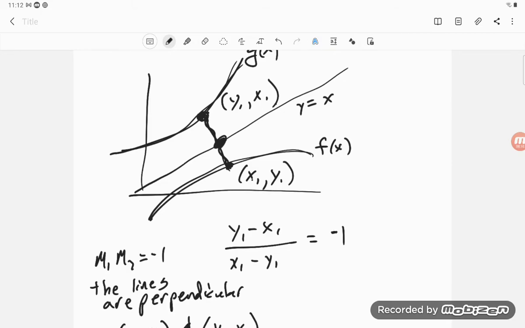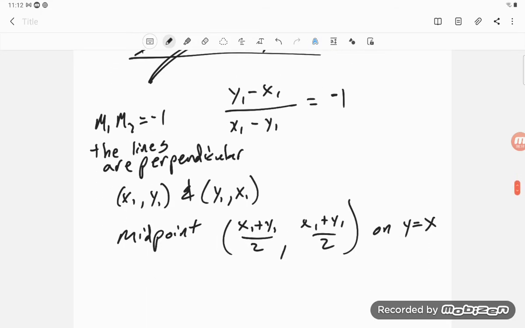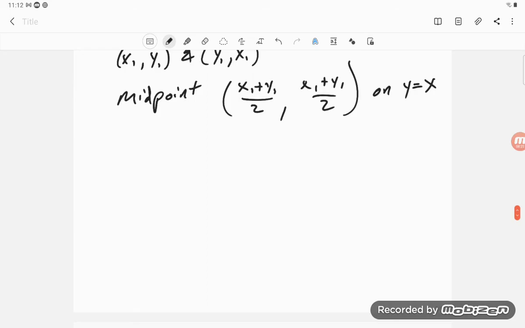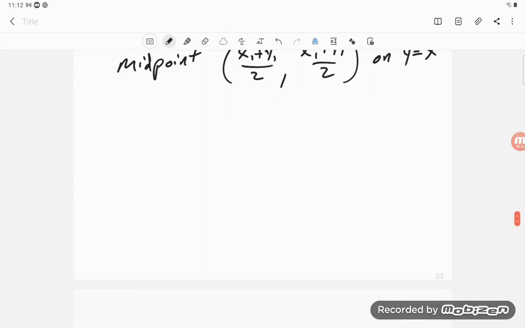Now, to give us an idea where this is going with calculus, notice that I can approximate the slope at some x1.